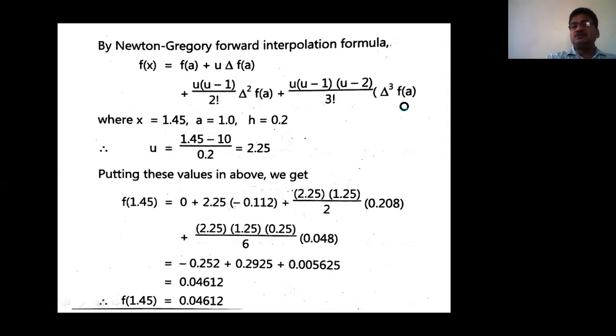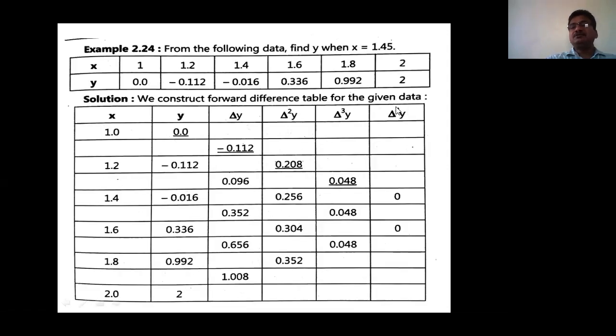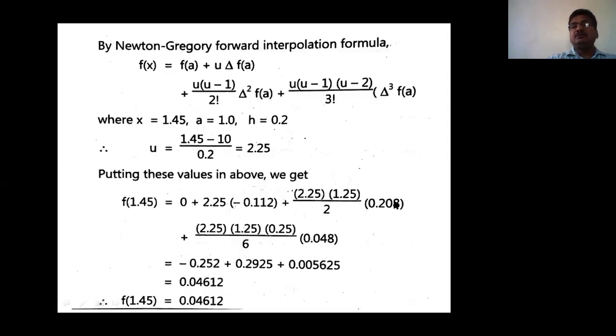But if you observe this table, delta raised to 4 y, delta raised to 5 y, all are 0. So no need to write the further terms. Here the terms are terminated. The terms of the forward interpolation formula are terminated at this place, because all the remaining higher order differences are 0. And then substitute the values of f of x, that is x is 1.45.